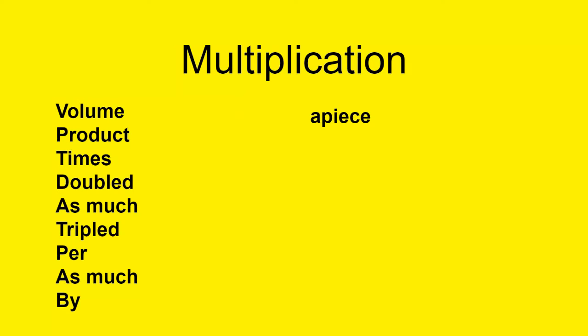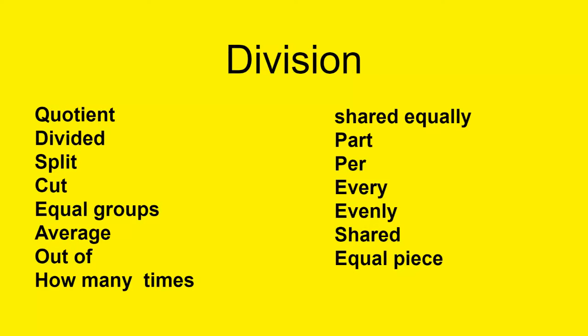Next, we have multiplication. We have volume, product, times, doubled, as much, tripled, per, by, and a piece. Finally, we have division. Quotient, divided, split, cut, equal groups, average, out of, how many times, shared equally, part, per, every, evenly, shared, and equal piece.